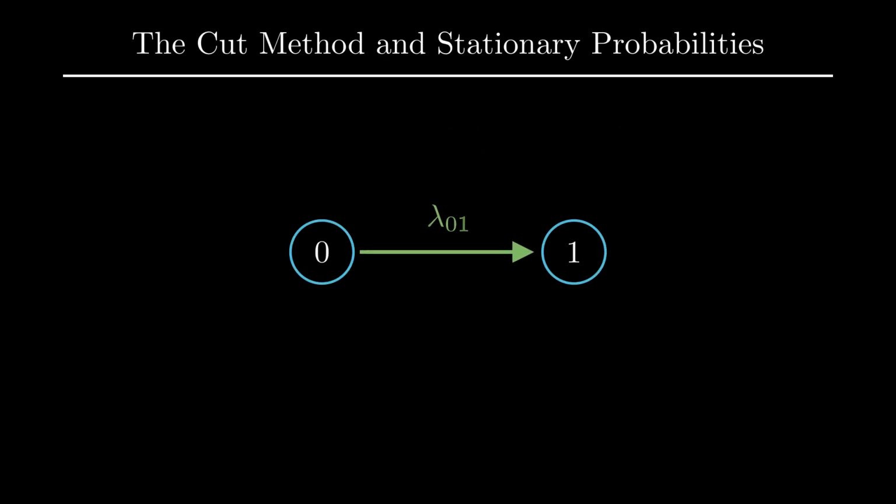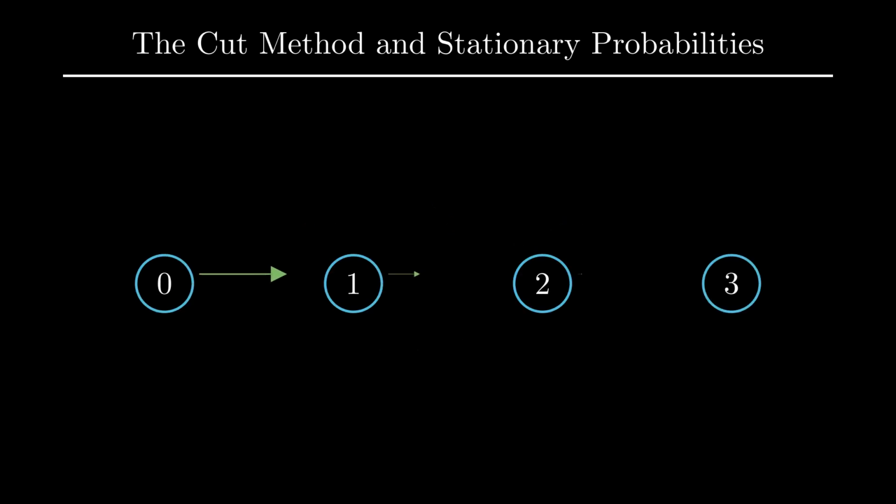Next, how much flow travels along a single arc? Consider state 0 with an arc of intensity lambda 0,1 leading to state 1. The mean number of jumps per unit time along that arc equals the intensity times the probability of being in the source state. The reasoning is simple. You can only traverse the arc while sitting in state 0, and once there you traverse at rate lambda 0,1.